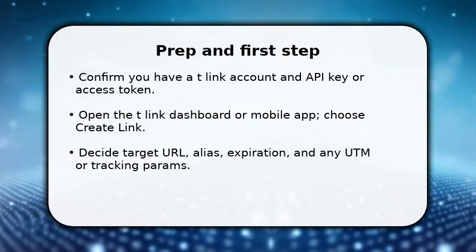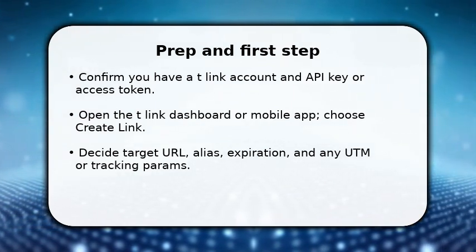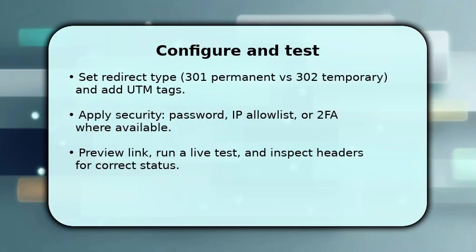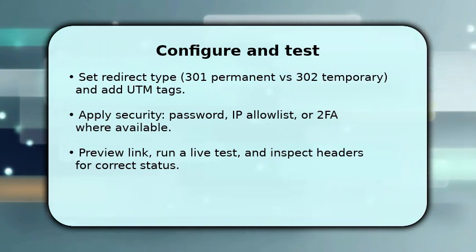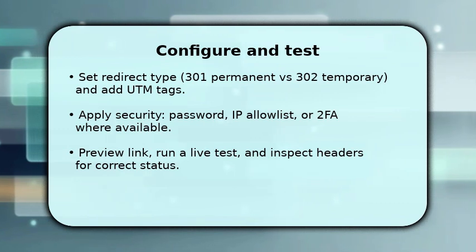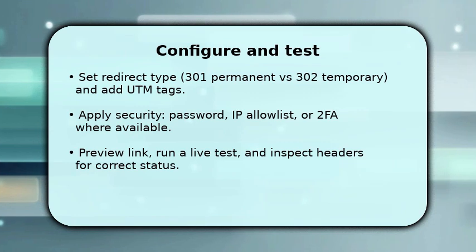Next, you configure behavior and security so the link performs as intended under load. Once done, choose 301 for permanent SEO or 302 for temporary testing, and attach UTM tags for analytics. This is why early planning matters. Then enable protections like password or IP restrictions and require 2FA if available.